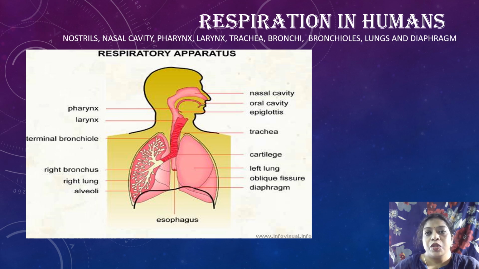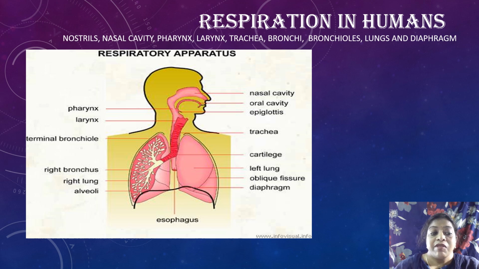Okay, so today we are going to continue the life processes. This is part 2, and here we are going to see about respiration in humans. Before you go into the topic, you must first understand what respiration is. So here goes the definition.